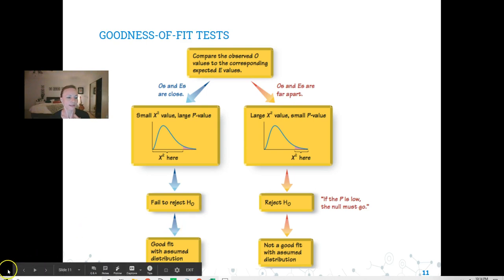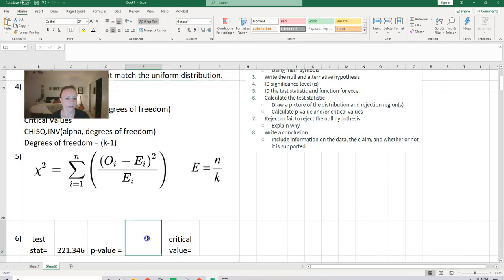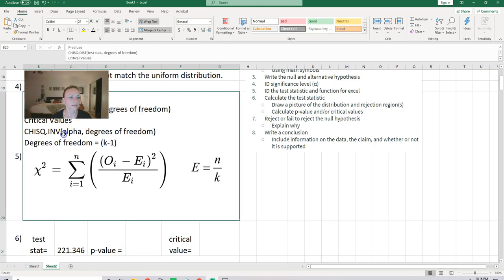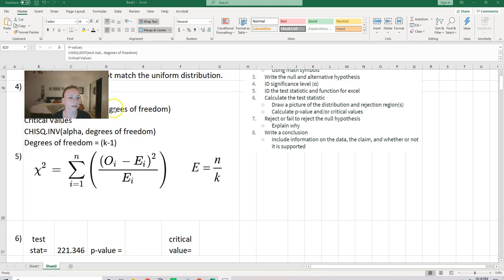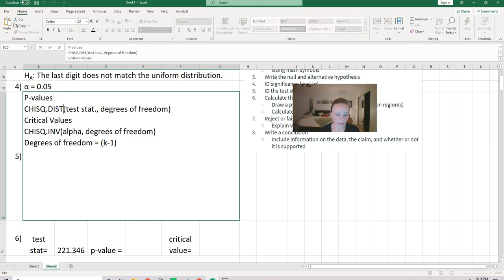Going back to our Excel spreadsheet, we're going to write this down and we're going to find the p-value and critical values. Okay, so we're going to calculate the p-value for a right-tailed test. So we want to use the chi-squared distribution on the right and the chi-squared inverse function also on the right. So let's go up and edit this because that was missing. And we'll edit this one. We need both of them on the right.